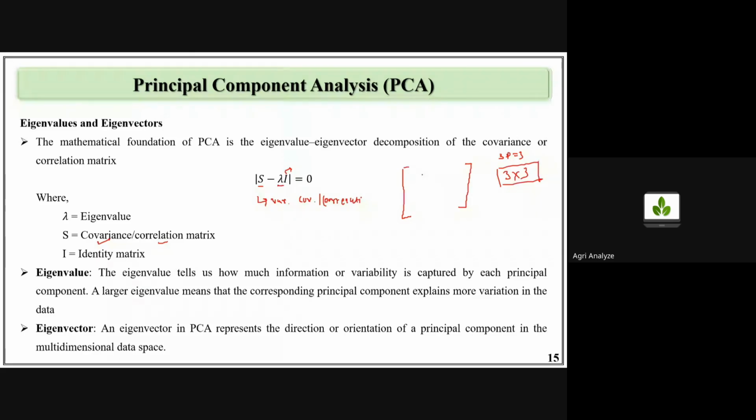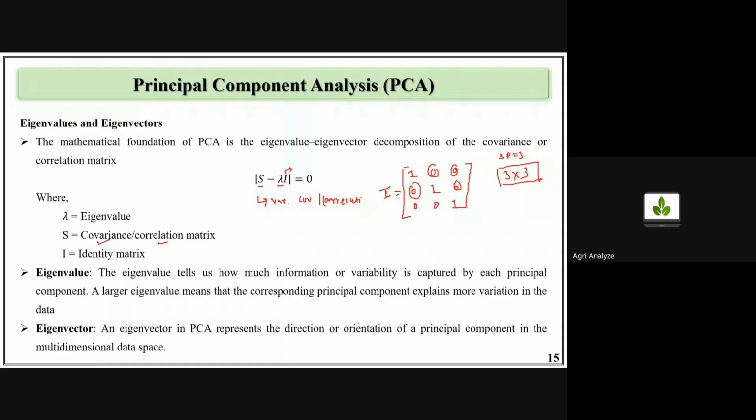The identity matrix is a matrix in which all the diagonal elements are equal to 1 and the off-diagonal elements are equal to 0. So this is the identity matrix, because all of our diagonal elements are equal to 1 and the off-diagonal elements are equal to 0.